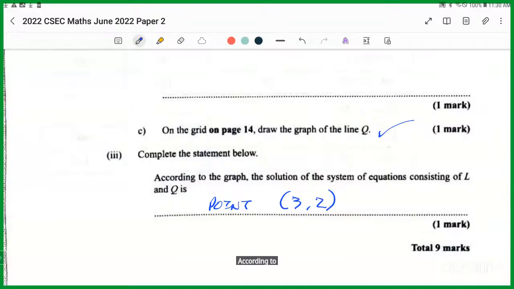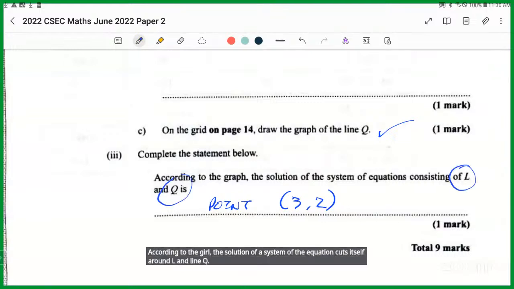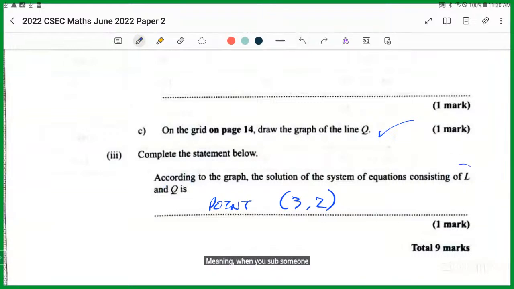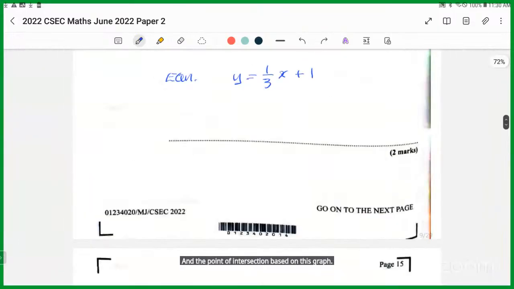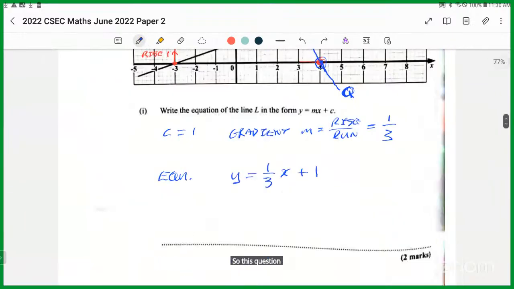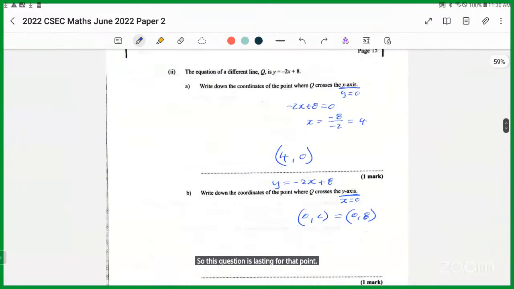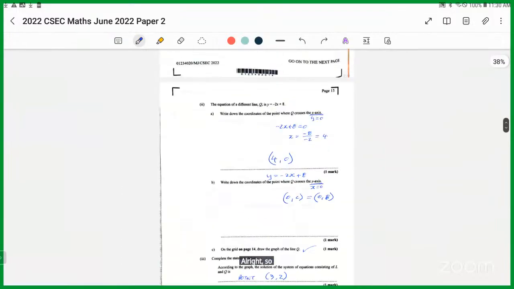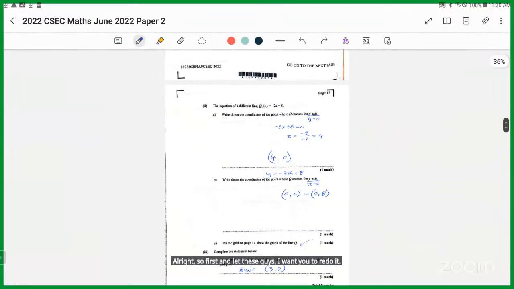According to the graph, the solution of a system of equations consisting of line L and line Q. Meaning when you solve simultaneously line L and line Q, you're finding the point of intersection. And the point of intersection based on this graph that we drew is this point right here, which is 3, 2. So this question is asking for that point down here. Alright, so question like this, guys, when you redo it, if you didn't understand it, go and do the question over again. Any questions on it?